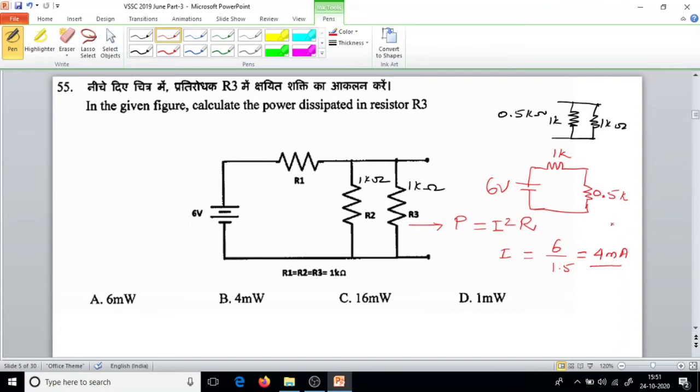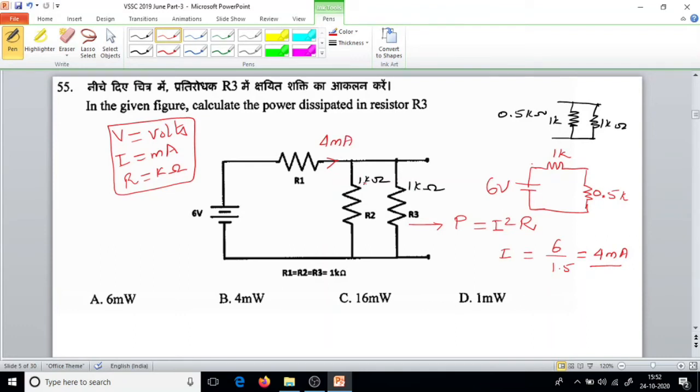4 milliamps. Whenever you solve these kind of problems, always take voltage in volts, current in milliamps, resistor in kilo ohms. Then you won't get doubt about the units. So it is 4 milliamps current. Now we got I. So here the I is 4 milliamps. It's a series circuit, no? So here 4 milliamps flowing. So the same 4 milliamps will be coming here.